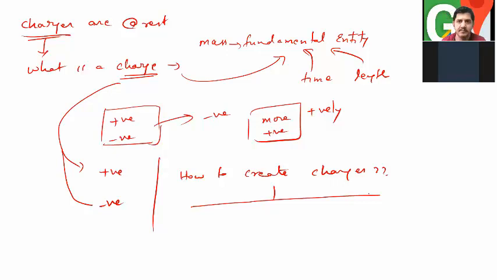You can either use addition or removal of protons. Sorry? How do I create charges? Addition of electrons or protons or something. Addition of electrons or protons makes an object a charged one.